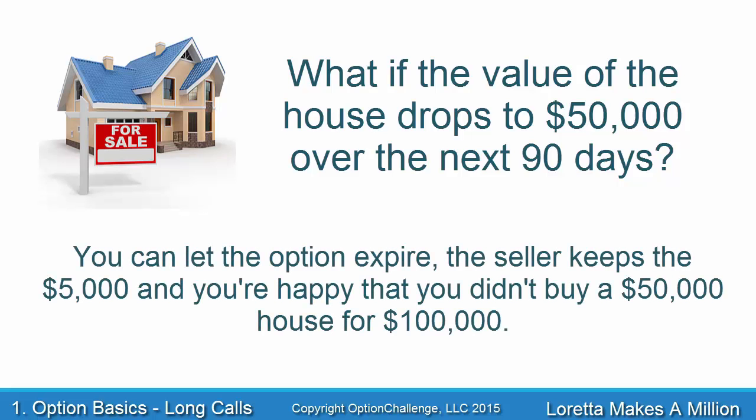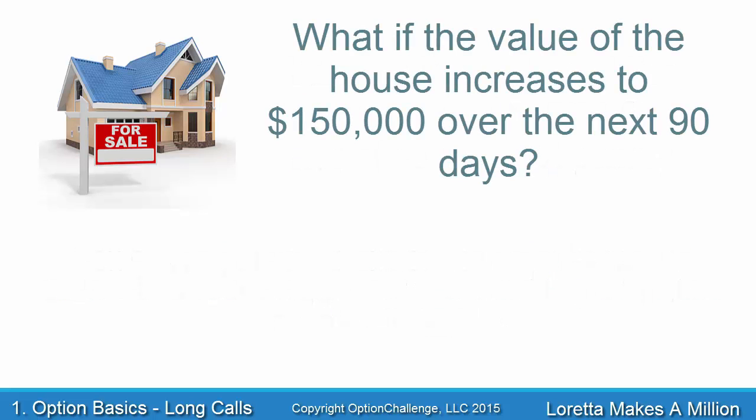You can let the option expire, the seller keeps the $5,000, and you're happy that you didn't buy a $50,000 house for $100,000. You, the buyer of the home option, benefit by avoiding a large loss. Question: what if the value of the house increases to $150,000 over the next 90 days?